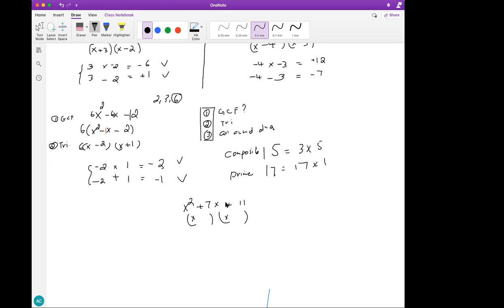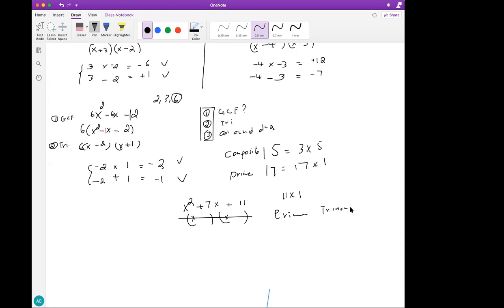Can you find that? Start with the multiplications. What numbers multiply to 11? 11 is just a prime number. It should be exactly 11 times 1. It's not a composite number. There's no other way. Can you get 7 from adding or subtracting these? No. So this is basically a prime polynomial, just like a prime number. You can't factor that. So this is what we call a prime polynomial or trinomial.